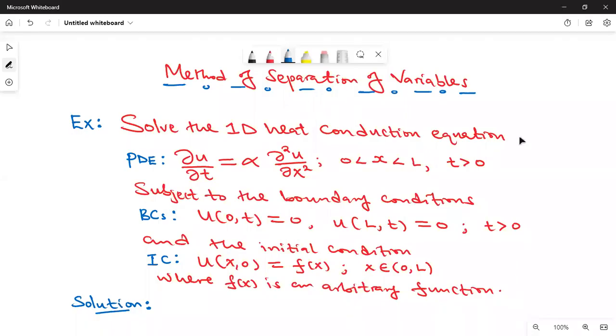Hello everyone, welcome back to this online class. Today I want us to look at the method of separation of variables as used in solving partial differential equations.